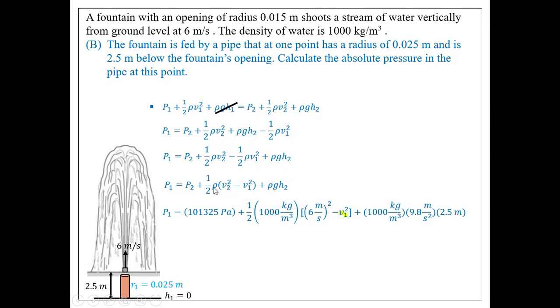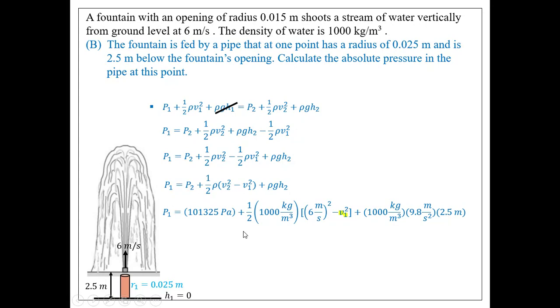All right. I'm not doing anything fancy here. All I'm doing is substituting in. So the 1/2 gets carried down. The density of water here is substituted in for 1,000 because it's given. V2 is 6. Don't forget to square that. V1, I don't know what V1 is. I don't know what the speed underneath the pipe is. And then the last term, rho, is 1,000 again because given. G is 9.8. And then the height here is 2.5 because it's 2.5 meters above the ground.